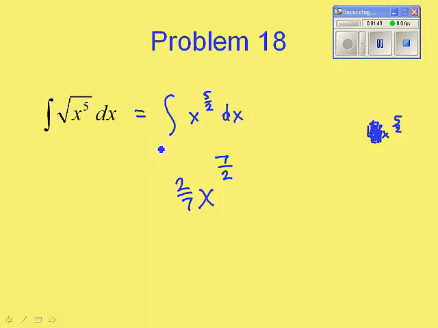So the antiderivative of x to the 5/2, or another way to say it, the integral of x to the 5/2 dx equals 2/7 x to the 7/2 plus what? Plus c.